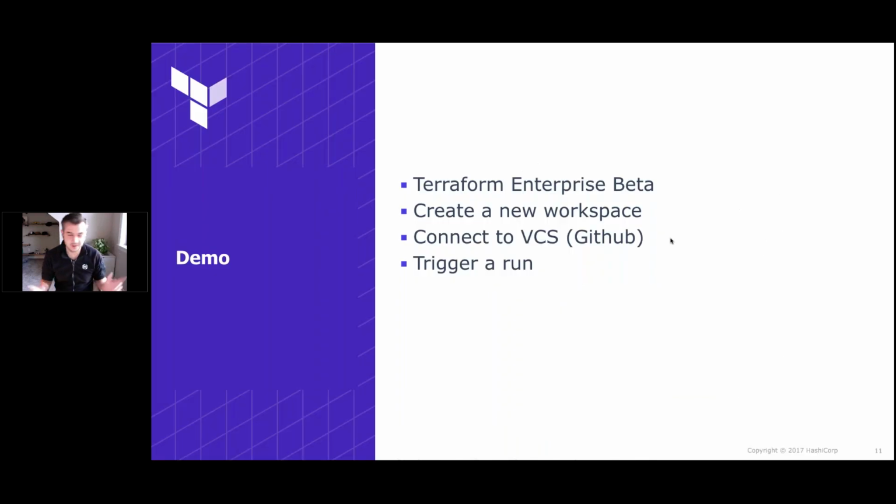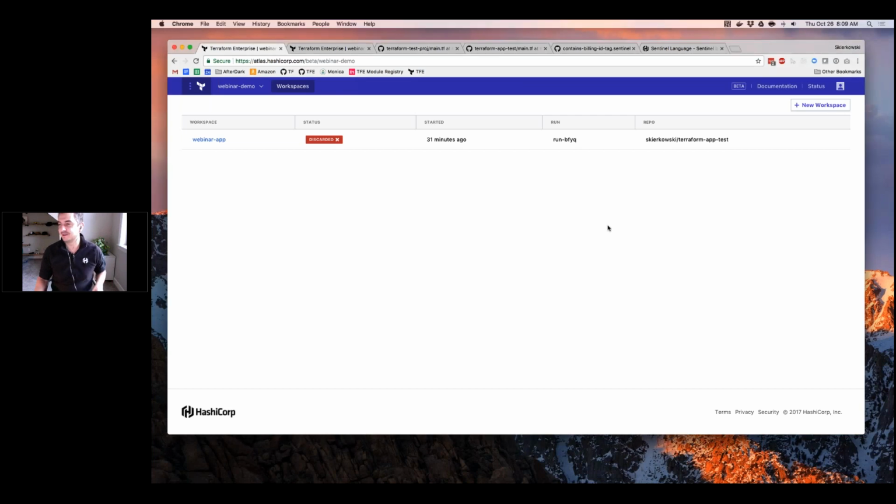So I think the best way to actually do that is through a live demo, which I love doing. What I'm showing you is Terraform Enterprise. This is available today under atlas.hashicorp.com. What I'm showing you is the SaaS product. It's also available for private installs as well. And I'm showing you the beta as it is today. It is not available in general availability yet.